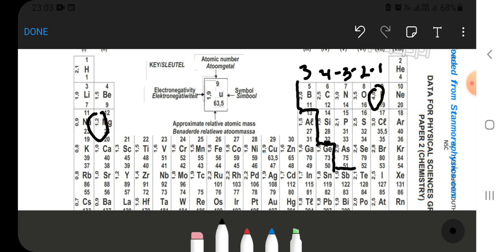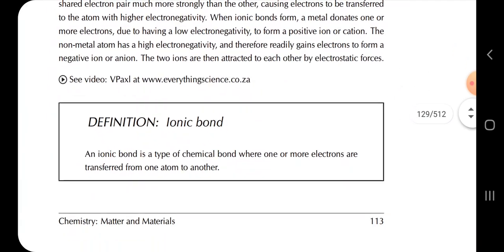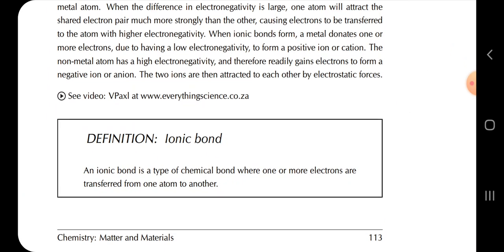When you work with those electronegativity numbers, they should give you a certain value for the bond to be ionic. Here it says it's an ionic bond when the electronegativity difference is more than 1.7. So when the difference comes to more than 1.7 and you bond them together, we say they form an ionic bond. The definition of an ionic bond is a type of chemical bond where one or more electrons are transferred from one atom to another.